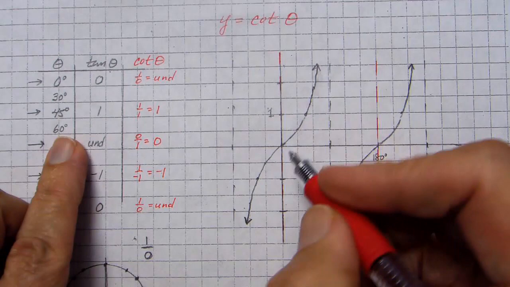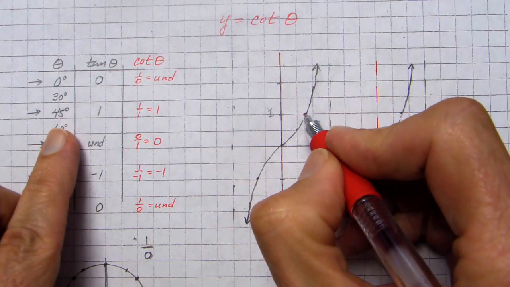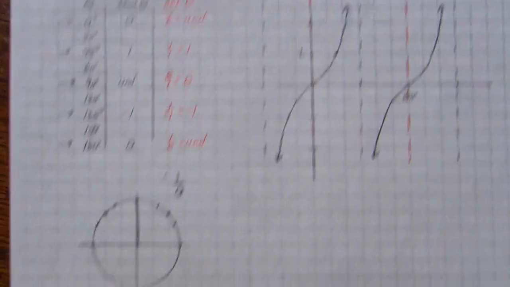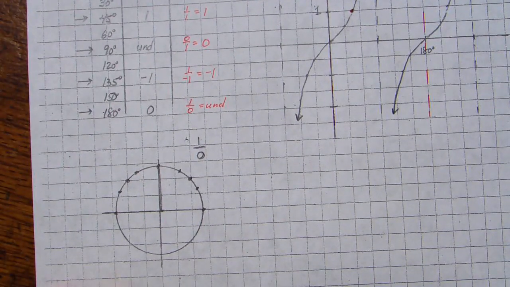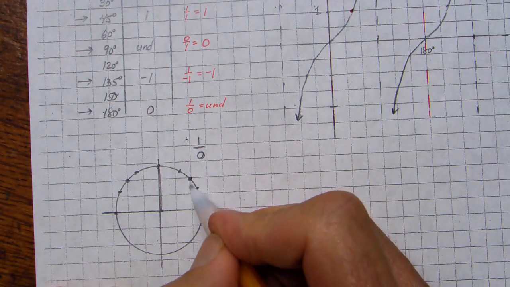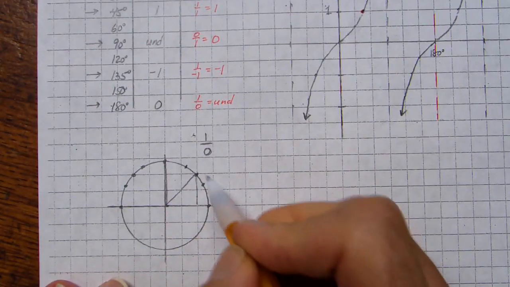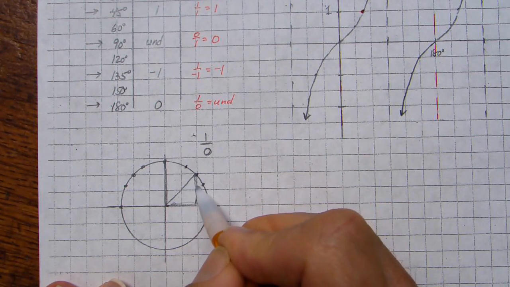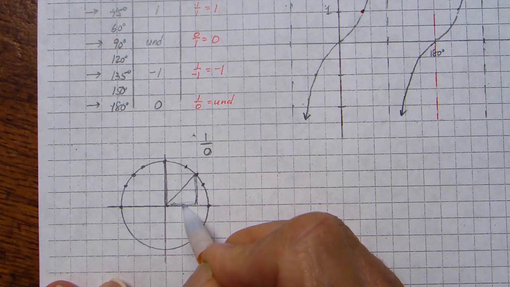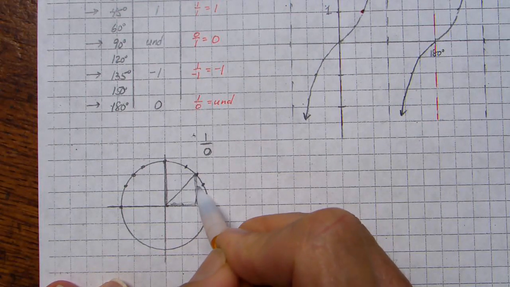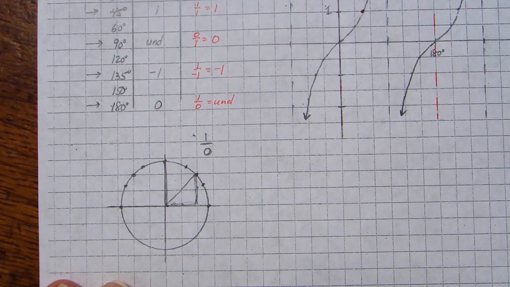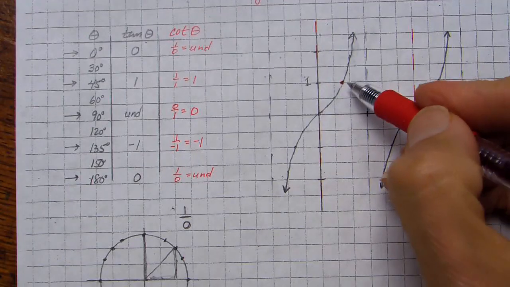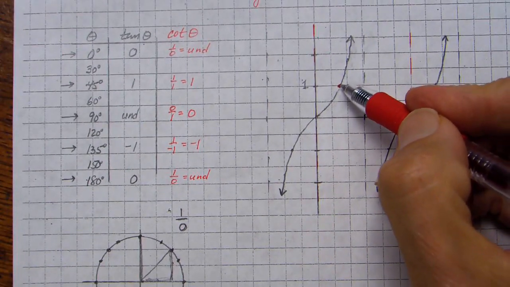So at 45 degrees, I have 1. Tangent and cotangent are exactly the same at 45 degrees, which makes sense. If you think about where 45 degrees is, the vertical and the horizontal are exactly the same. So whether I put this one over this one, which is tangent, or this one over this one, which is cotangent, they're going to be a 1-to-1 ratio either way. So that, when you think about it, is not too surprising. So I got a 1.